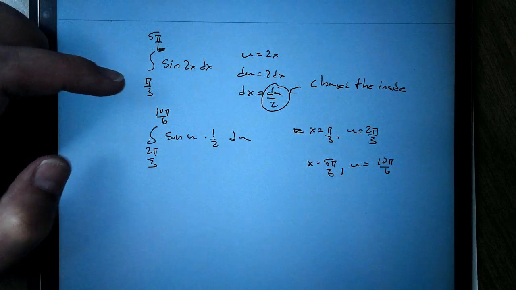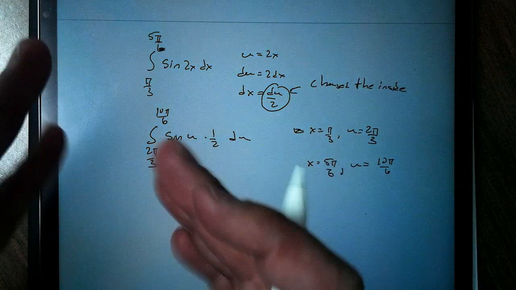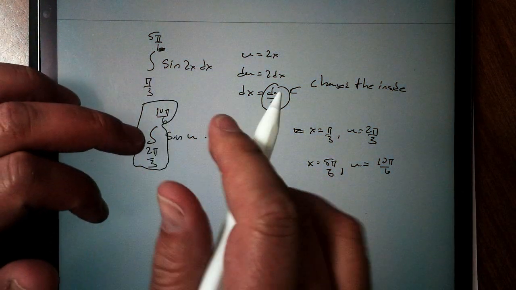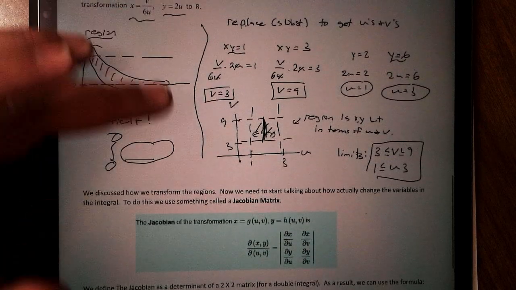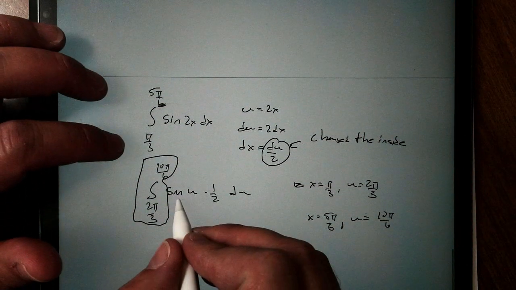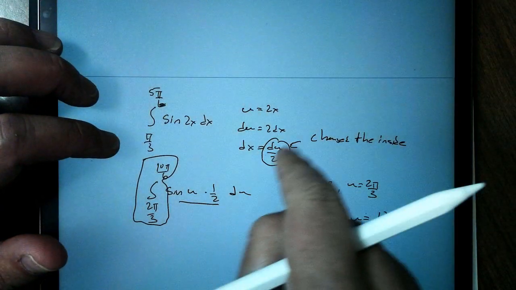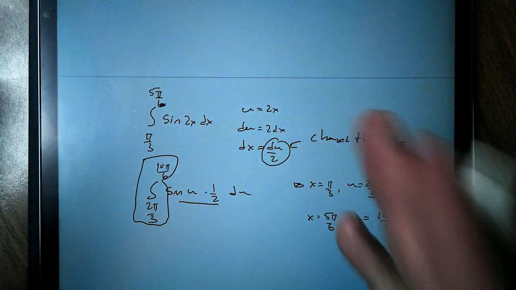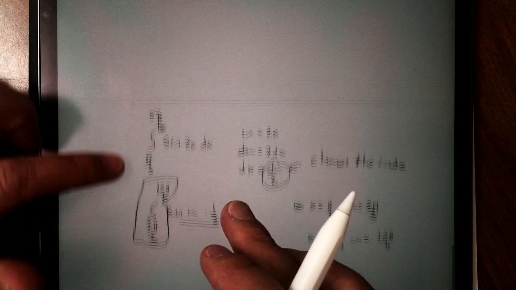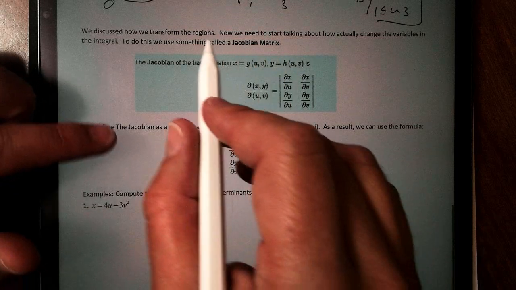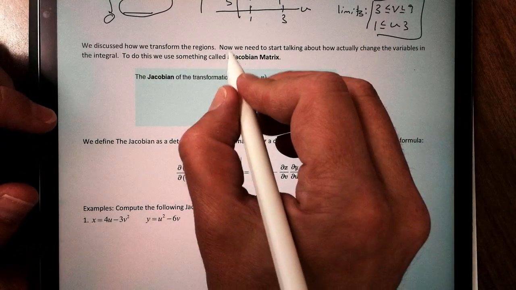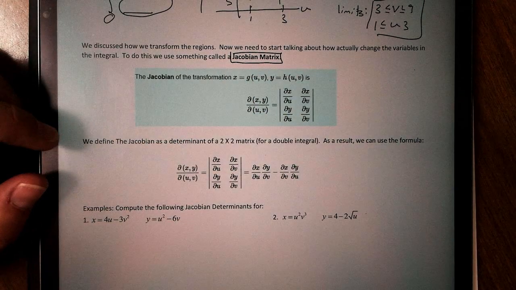Alright, so anyways, what goes on here is we change the domain, and this is what we've been talking about. This is that Jacobian substitution that we've been talking about up here. We change the domains, but we also change the inside. And of course, we used the derivatives for that. So what we're going to talk about now is how do we change the interior part of our integral. And to do this, we use something called a Jacobian matrix.